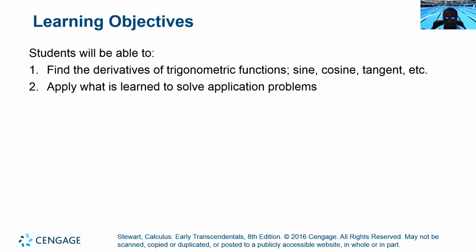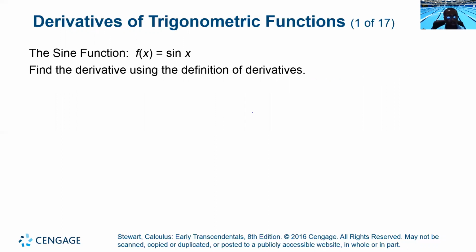So let's start with one function, just the sine function, and use the definition that we learned in chapter 2 to find its derivative. I'll leave the cosine for you to prove. I'll also do the tangent, and the rest I'll give to you and you should know them. So consider the sine function f of x is equal to sine x.